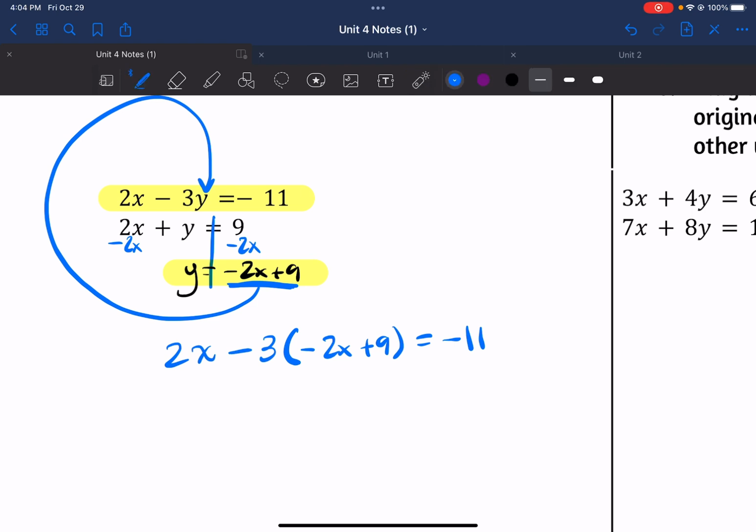What is the x value? So here's my first step. We need to get rid of these parentheses right here, and we have to do that by distributing. So this -3 needs to be distributed into this parentheses. So if I want to distribute that, what do I get?